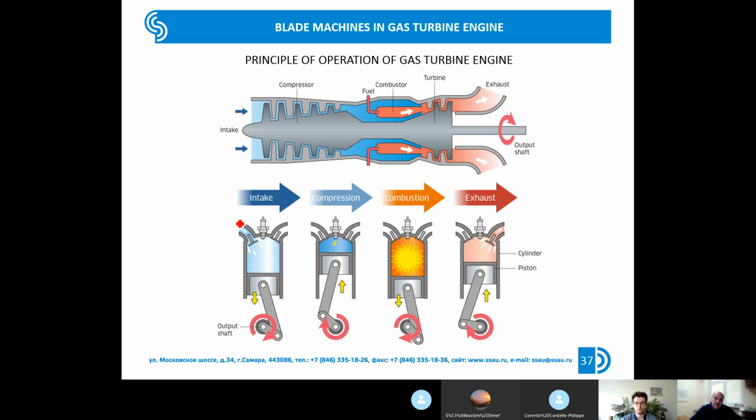Only pay your attention that the working process of the gas turbine engine is in reality similar to the working process of the piston engine, but the piston engine works with an isolated volume of the working fluid. In gas turbine engines, all processes take place at the same time and continuously, and that's why you finally receive a very high mass flow rate and very unique parameters.